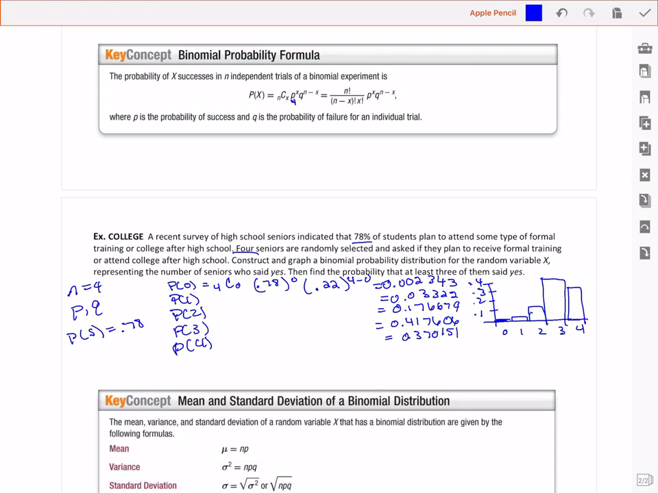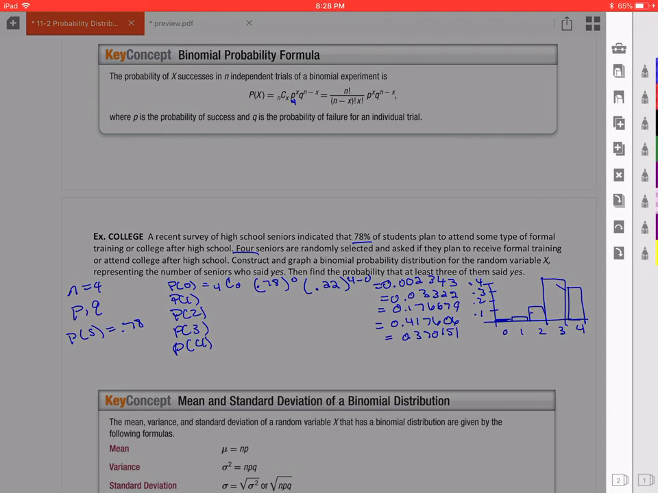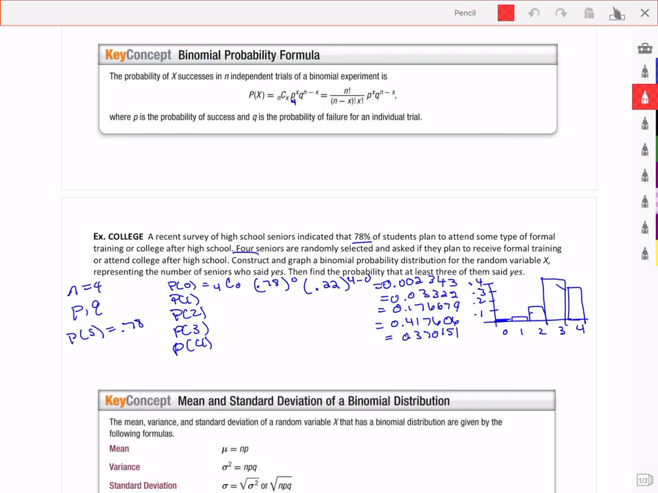Kind of fits in pretty well with our 78%, because our highest is there at 3 and 4, so that shows us around 78% of our data would fall right there. And it says, finishing up, find the probability that at least 3 of them said yes. So the way we'd write that, we'd say the probability that x is at least 3. So that means greater than or equal to 3.